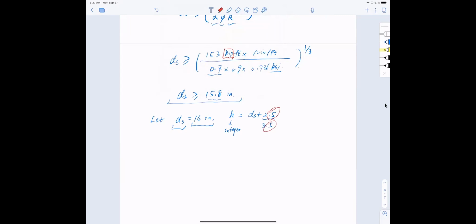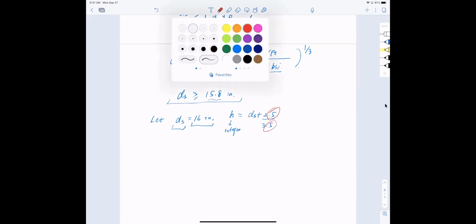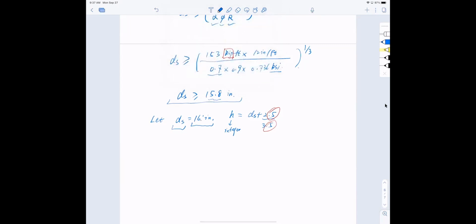It's very odd, right? If I have an integer for ds, 16 inches, I end up with 18.5 or 19.5 for the section. It just doesn't sit right with me because I want h to be an integer. So that's why I say, you know what? I'm adding 0.5 inch.